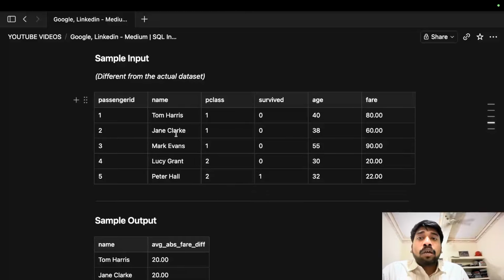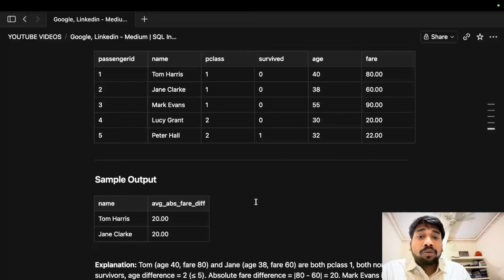Why? Because for Tom Harris, we compare this with all the 4 of the passengers. Now, we only want people who have survived, so we don't want to see Peter Hall. We can ignore everything about passenger ID 5. Also, with Tom Harris and Jane Clark, the age difference is 2, which is under our condition. Both are non-survivors.